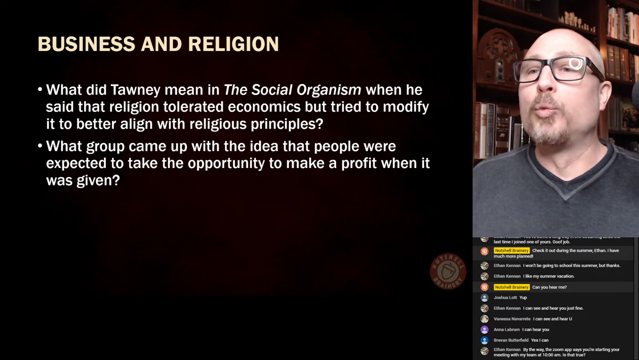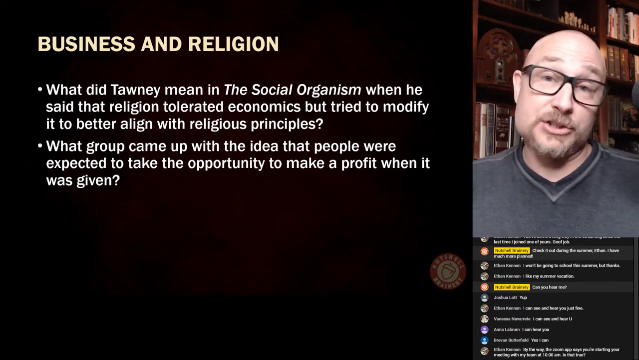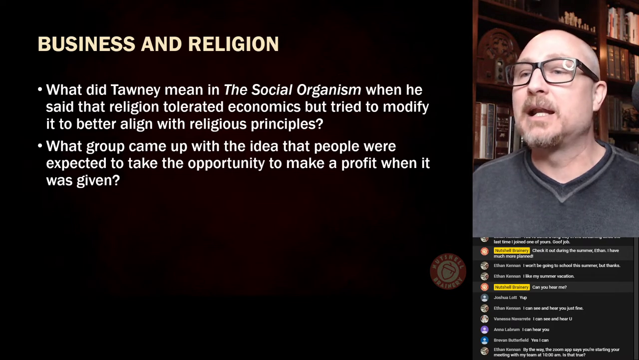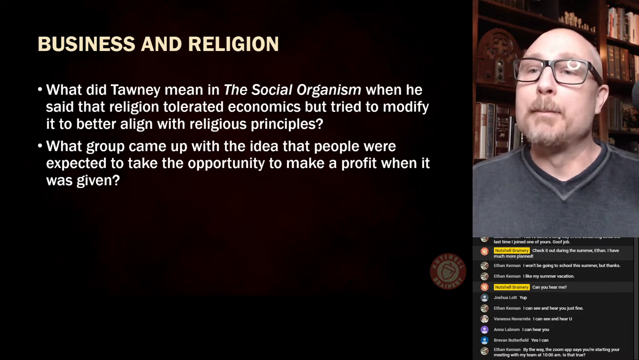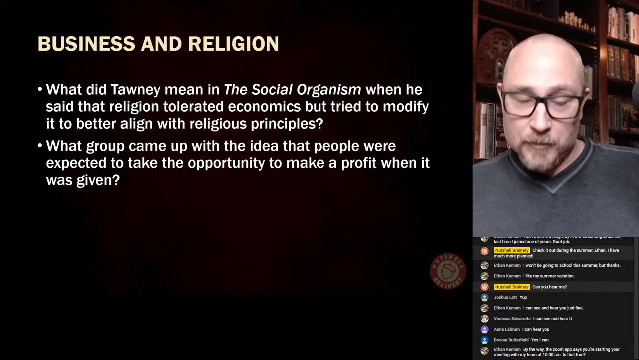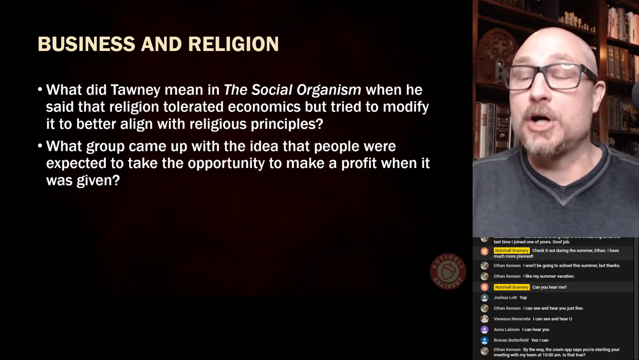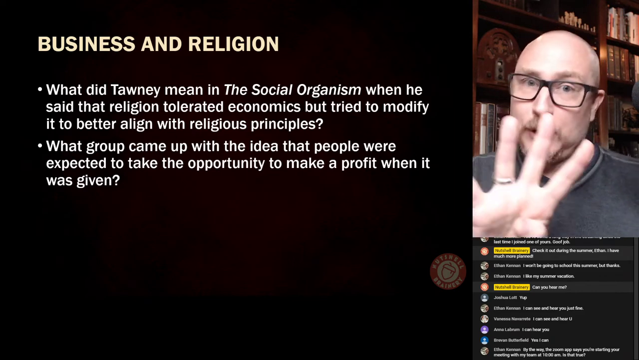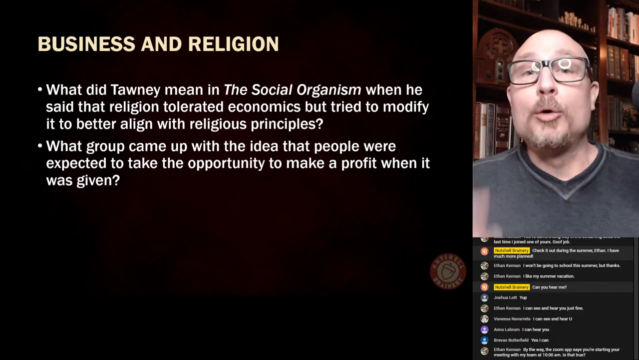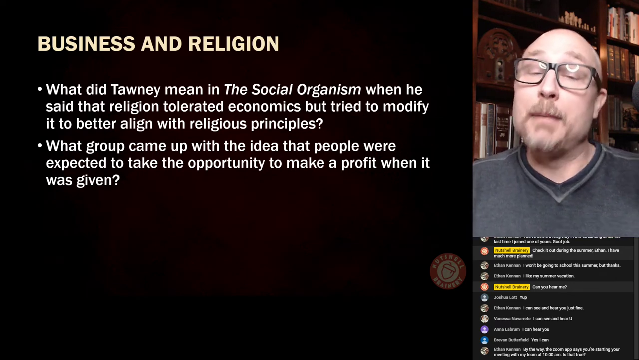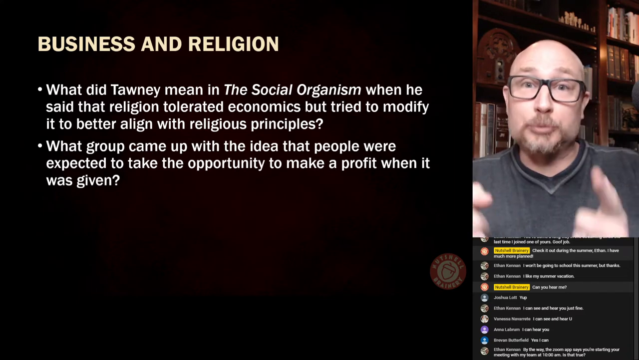So what did Taney mean in The Social Organism when he said that religion tolerated economics but tried to modify it to better align with business principles? Now, you have a couple options. You can go to that Taney reading, and you can see real quick he has four things that he does. Or you can go to my course hub.